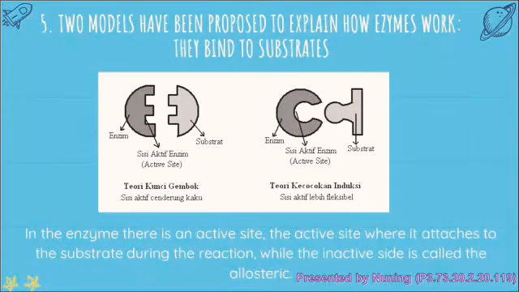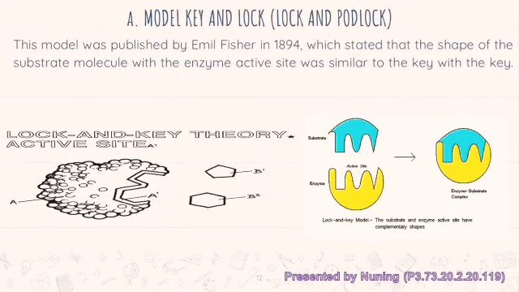Fifth, how enzymes work. Two models have been proposed to explain how enzymes work. They bind to substrates. In the enzyme, there is an active site, where it attaches to the substrate during the reaction, while the other site is called the allosteric site. The first is the lock and key model. This model was published by Emil Fischer in 1894, which stated that the shape of the substrate molecule and the enzyme active site is similar to a key with a lock.